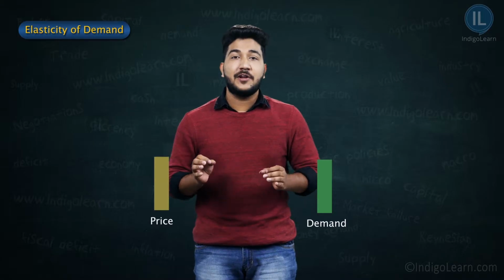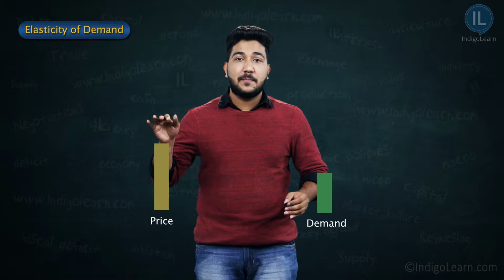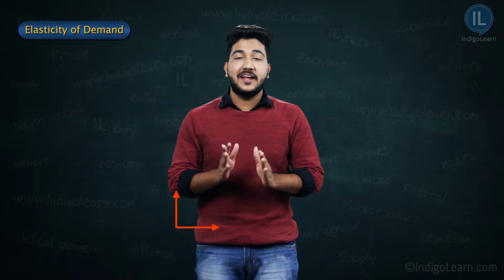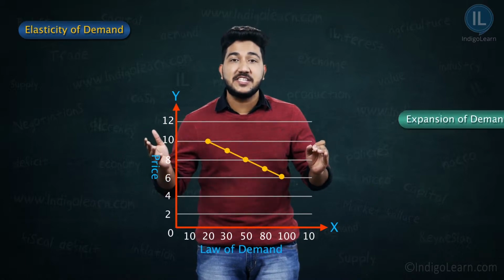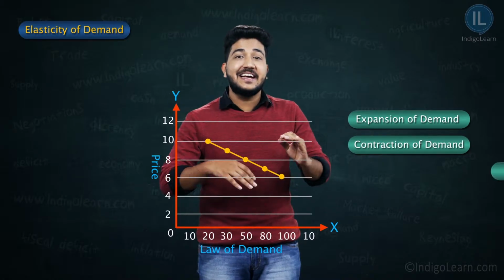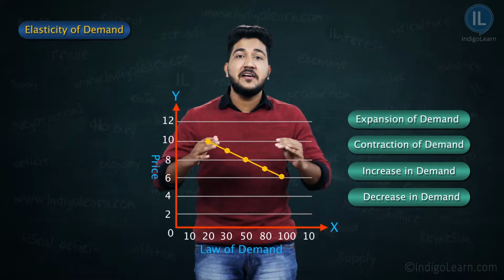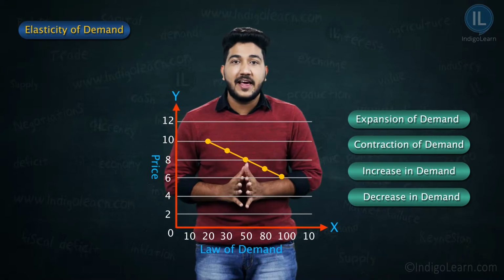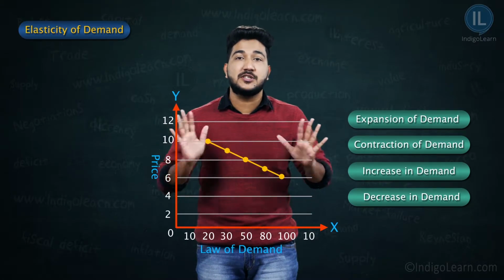We all know that when the price increases, quantity demanded will decrease, and when the price decreases, quantity demanded will increase. Now we know the direction of change that we have seen in expansion of demand, contraction of demand. We have also seen increase of demand and decrease of demand. So we know the direction, whether the demand is increasing or decreasing. We know the direction. But what is the extent of such movement?